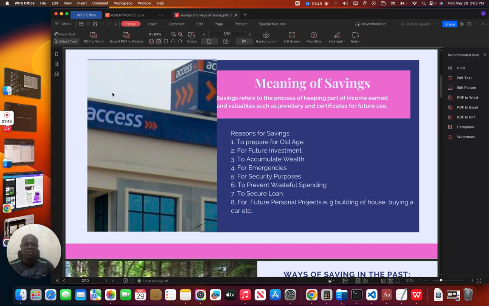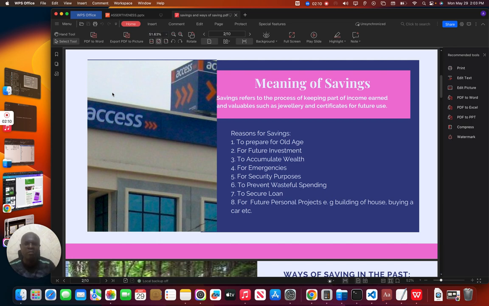Reasons for savings. The first reason for saving is to prepare for old age. Everybody will grow old one day. And when you are old, if you don't have this culture of saving, it may be difficult for you to enjoy your future. So that's the reason why you must have the ability to save.